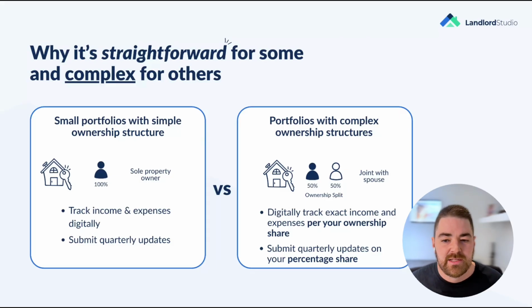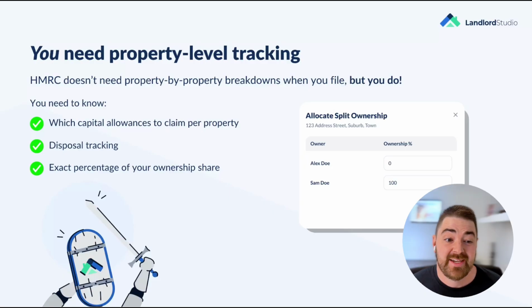But things start to get a little bit more complicated when you're managing multiple properties, especially ones with multiple ownership structures, or when you have mixed income types. For example, if one property is owned jointly with your partner and another one is solely in your name, you actually need to calculate and report the exact income and expenses per your overall ownership across the two different properties. How do you do that? Well, that's where it gets interesting.